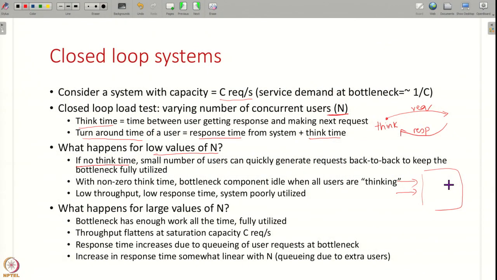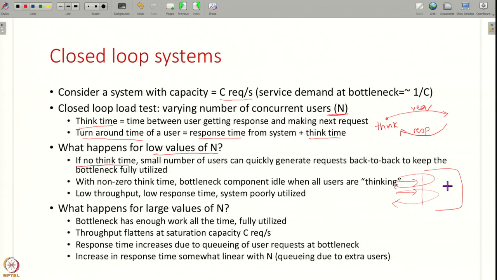But if you have non-zero think time, if you want to be more realistic, then what will happen? If you have a very small number of users, then your bottleneck component will not be fully utilized, your system will not be at maximum capacity, because it could so happen that all these users are thinking. Suppose every user, once he gets a response back, thinks for 10 seconds before sending the next request. Then this user has got a response, this user has got a response, and both these users are now thinking and the system has no work to do.